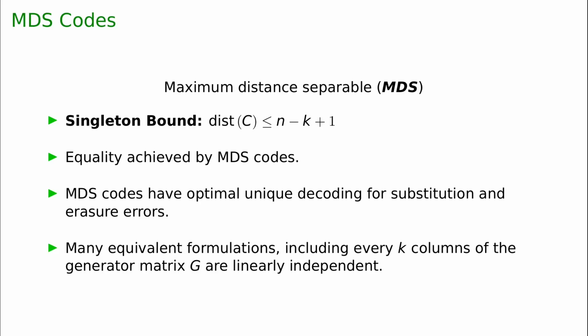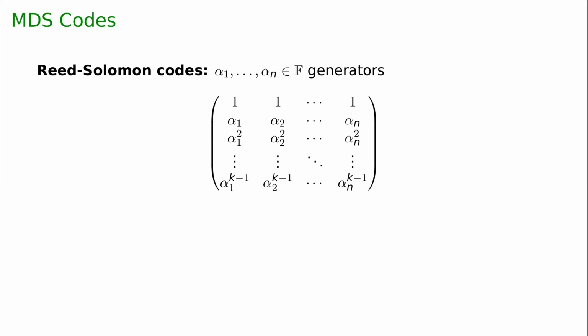There are also many other equivalent formulations of what it means to be an MDS code, including that every k columns of the generator matrix are linearly independent. Let's now discuss an important example, Reed-Solomon codes. In a Reed-Solomon code, we pick n distinct points, alpha_1 through alpha_n, in our field F, so the size of our field has to be at least n.